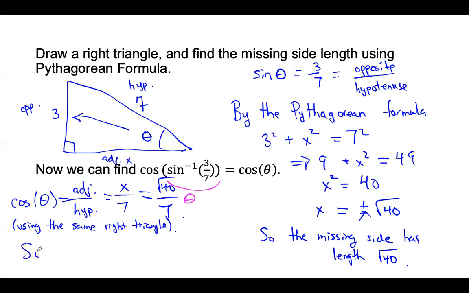Okay, so cos of sine inverse of 3 over 7, we just found it, was therefore equal to square root of 40 divided by 7.